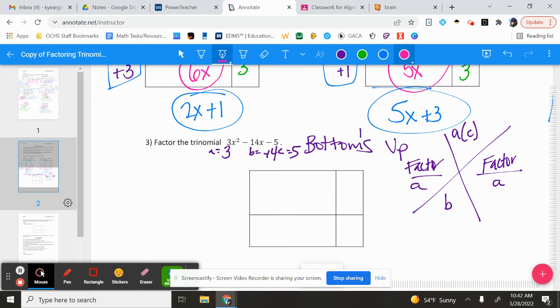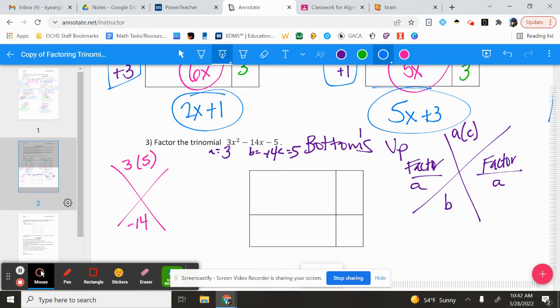So let's plug this in and see what we got. My A value is 3, my C value is 5, and my B value is negative 14. Now you might be asking, what are we supposed to do with these? Let's go back over to our formula real quick.